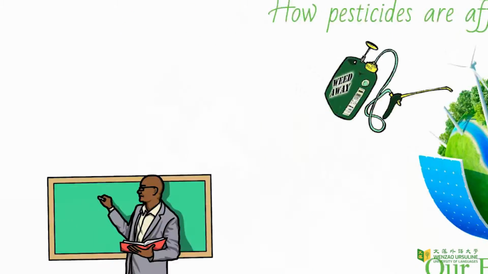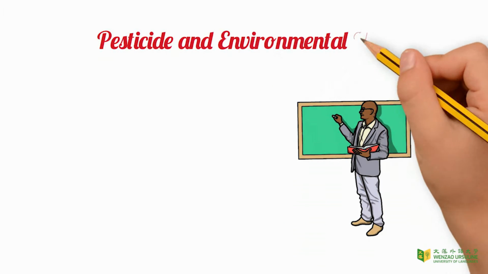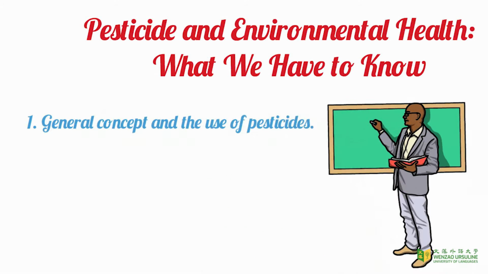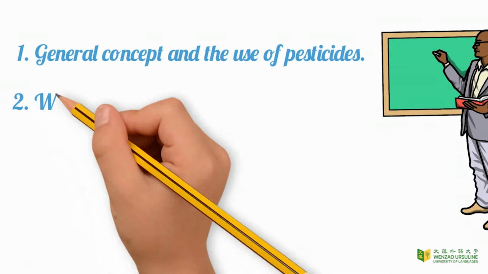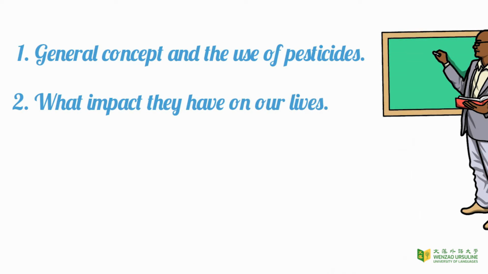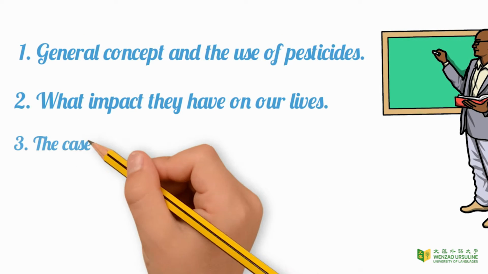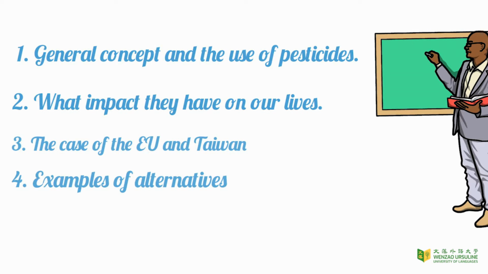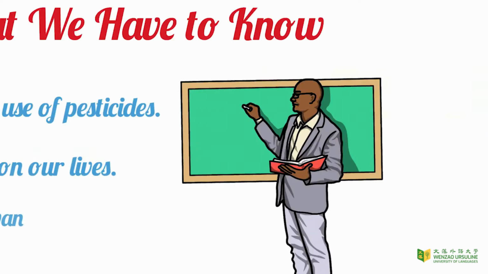Therefore, this video is dedicated to briefly present to you the topic, pesticides and environmental health, what we have to know. The first thing we will discuss is the general concept and the use of pesticides. Next, we will look at what impact they have on our lives. Thirdly, the case of the EU and Taiwan and how they are dealing with pesticide. And lastly, we will discuss some examples of alternatives that are currently being used.